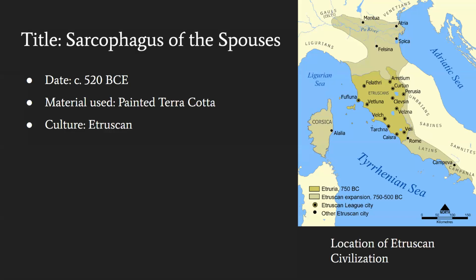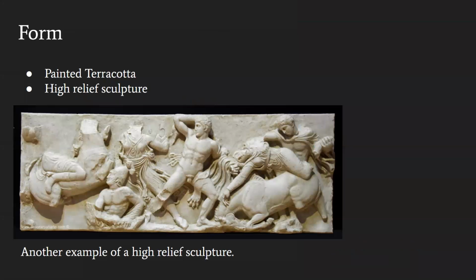The basic identification for this artwork is its name, the sarcophagus of the spouses, the date it was built, 520 BCE. The material used was painted terracotta, and it is from the Etruscan culture. The form for this artwork was painted terracotta, and it was a high relief sculpture. And as you can see in this picture below, that is an example of a high relief sculpture.